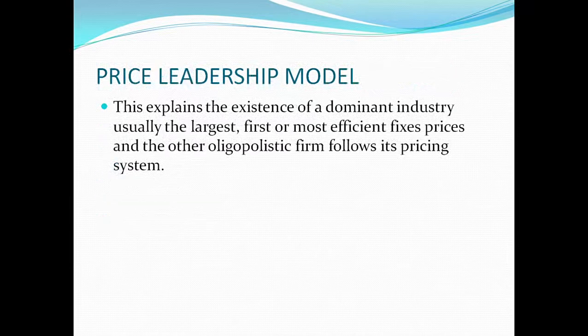The last but not the least model we have under the oligopoly system is the price leadership model. And by price leadership, it explains the existence of a dominant firm, which is usually the largest, the first, or the most efficient firm. So this firm fixes prices, and this price that is fixed by this firm affects all other sub firms, sub oligopolistic firms, because they see this firm as their leader. So whatever pricing system this dominant firm takes, the other sub firms follow its pricing system. So this explains the concept of the price leadership model.